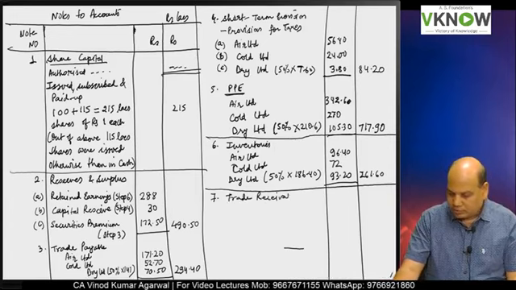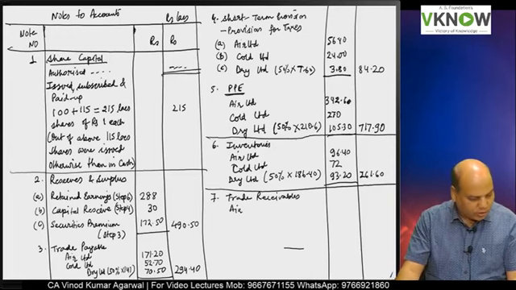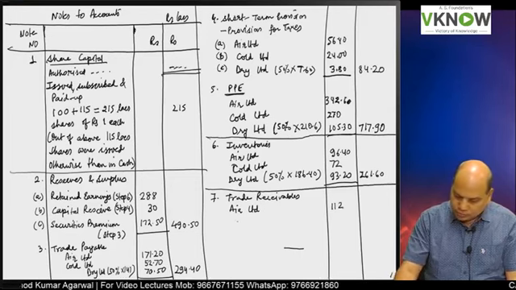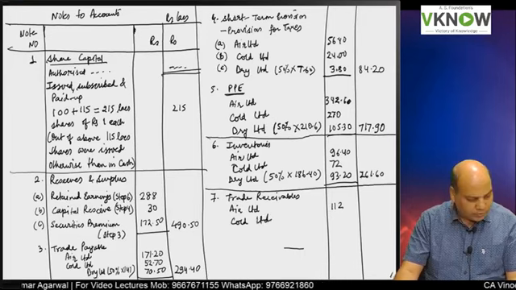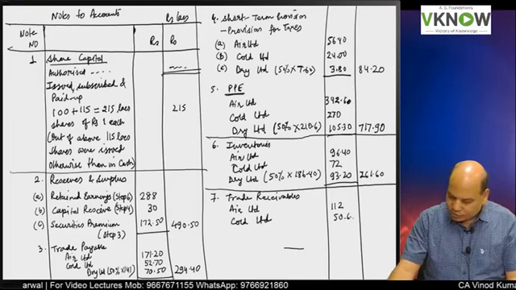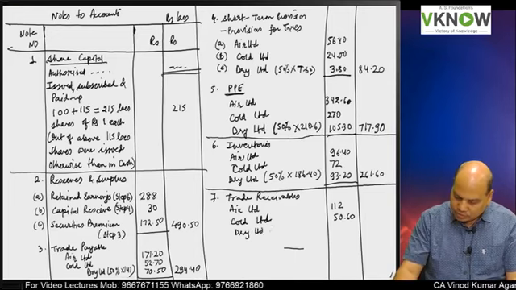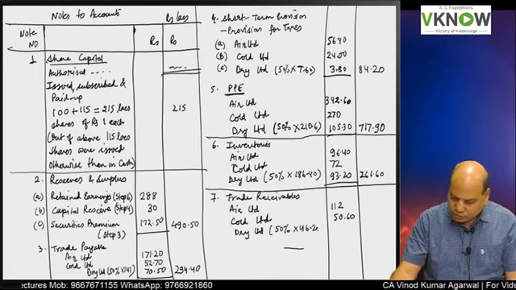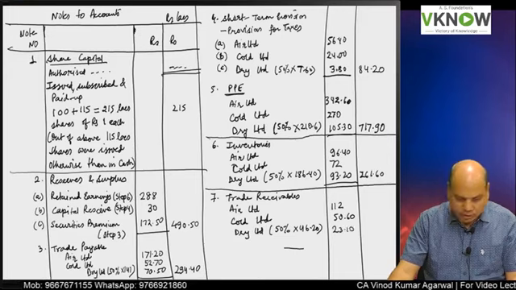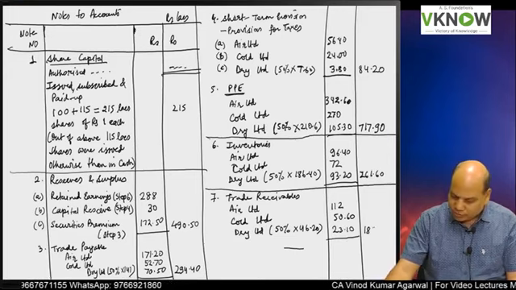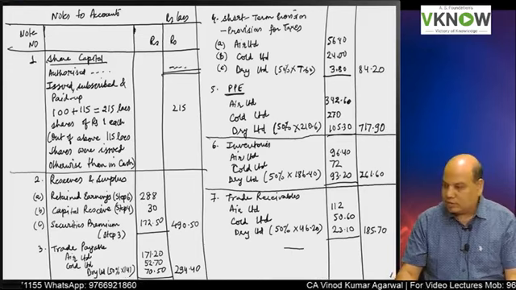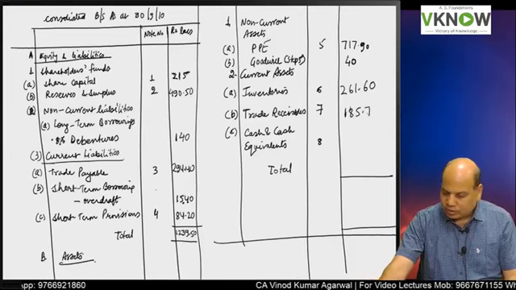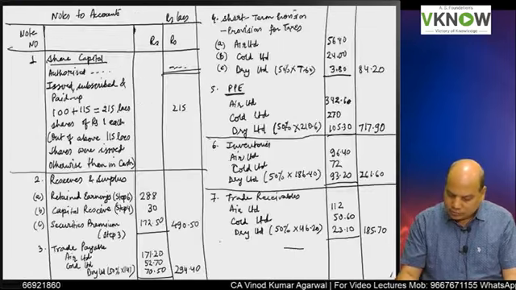Next, note number 7, trade receivable. Air Limited full 112, Cold Limited full 50.60, Dry Limited half, 50% of 46.20, 23.10. Take the total, 185.70. Write on the main page 185.70.